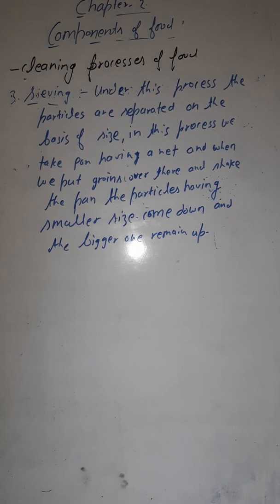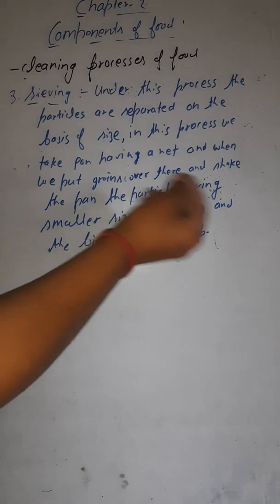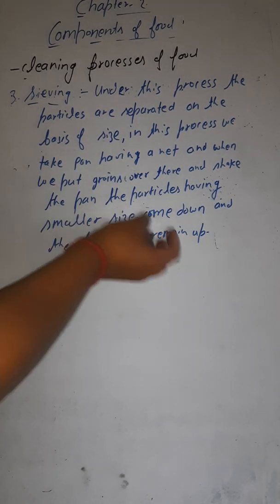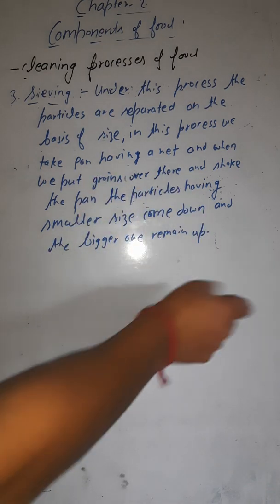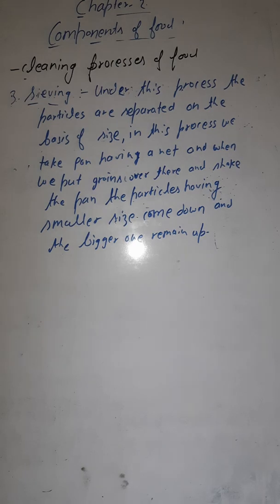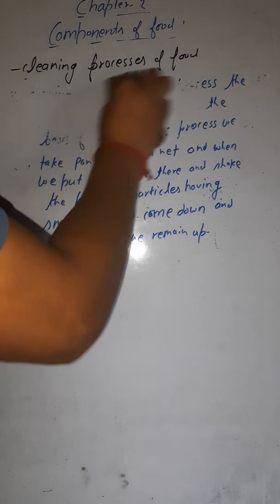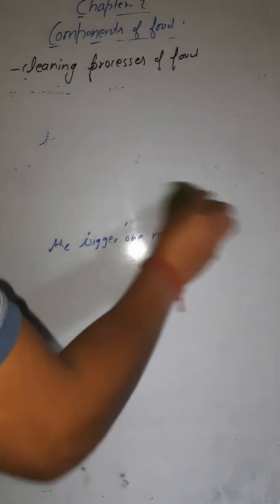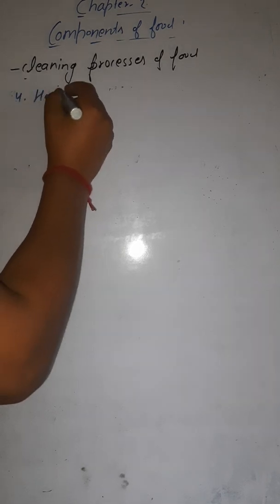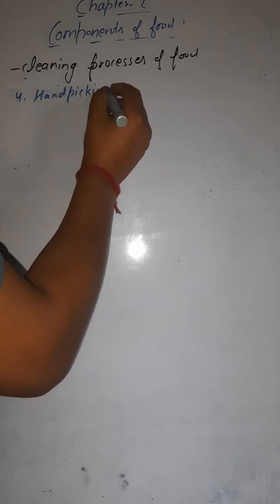Now we will talk about the next cleaning process, and that is hand picking. Simply by picking the particles which are not required there, we can pick them by our hands also. So this is the hand picking process, the number 4th one. By hand picking we can separate the particles based on their size, shape and color.